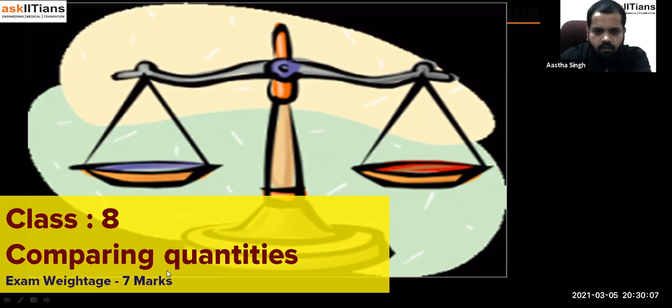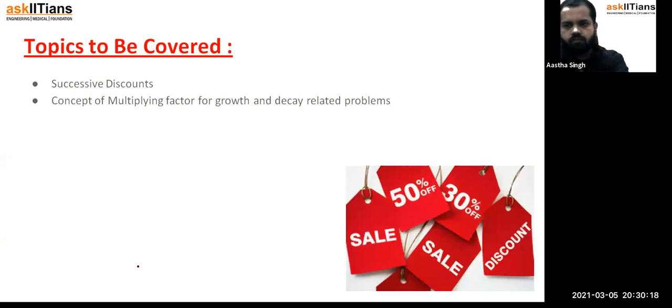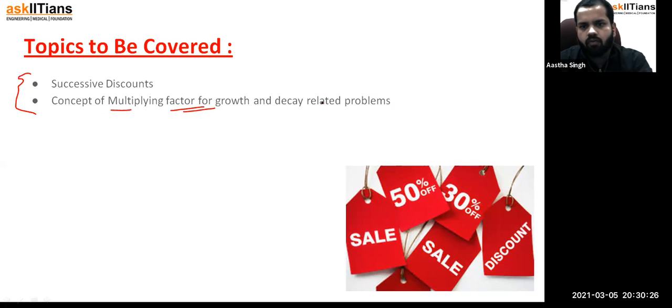Yeah guys, so your chapter comparing quantities is basically for your syllabus. Weightage will be from 7 marks to 8 marks. So guys, today we'll cover the topics successive discount and the concept of multiplying factor for growth and decay related problems.